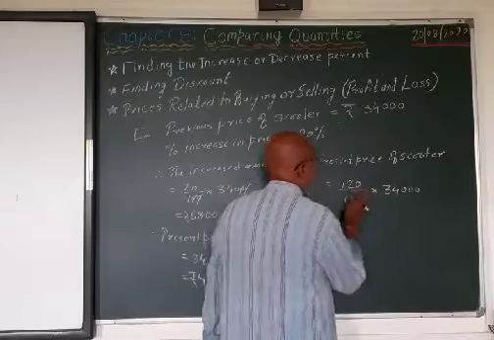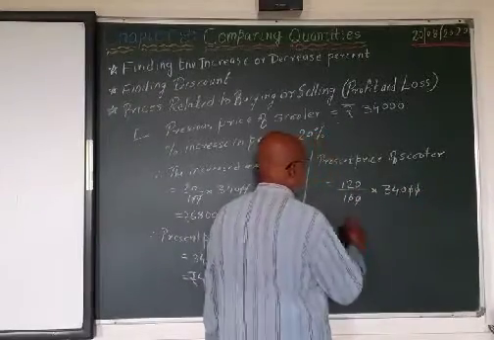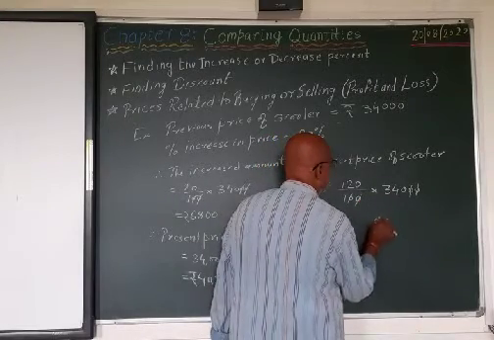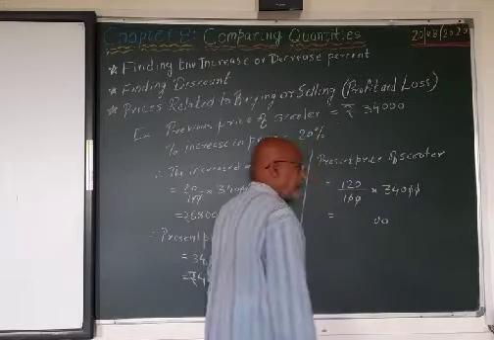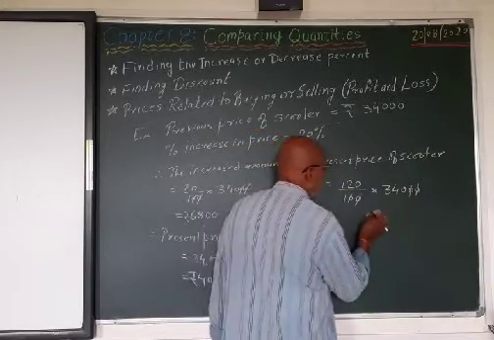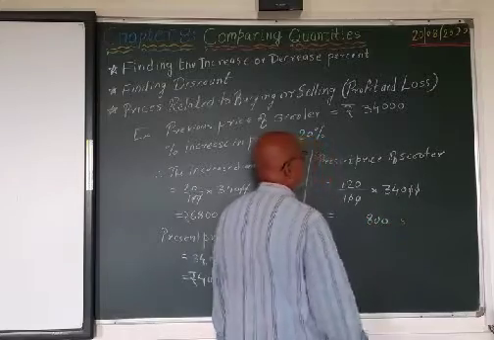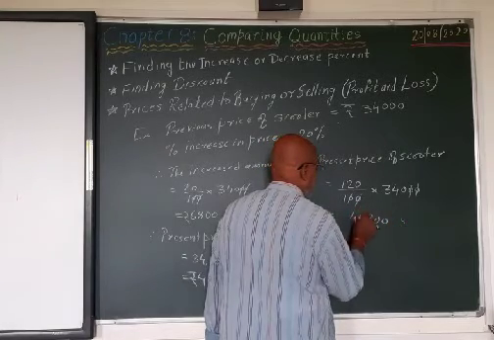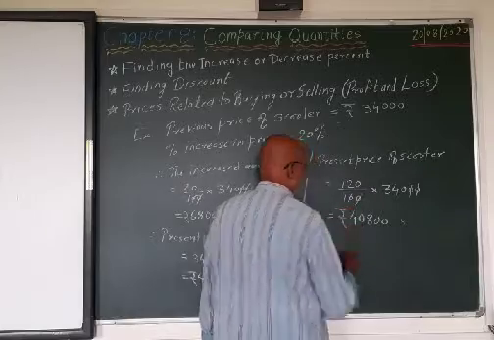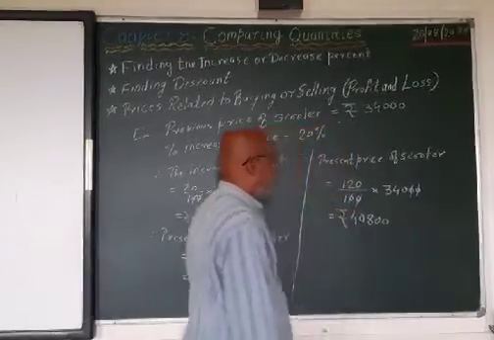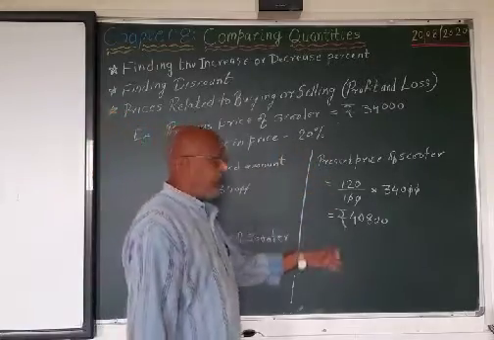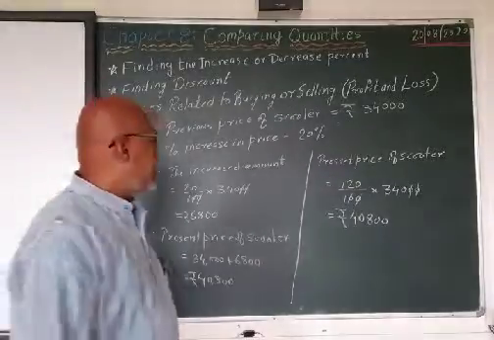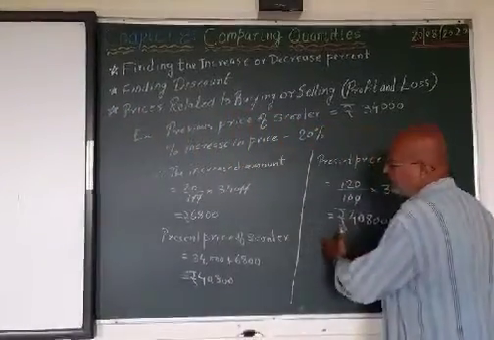Now I will cut these zeros. So what do I get here? 2 zeros are there. I will keep 2 zeros as they are. Now 12 fours are 48. So 8 carry over 4. 12 threes are 36 and 4 is 40. 40,800. Now you can see this is the very shortest method, and this method is called the unitary method. So this is the shortest method.